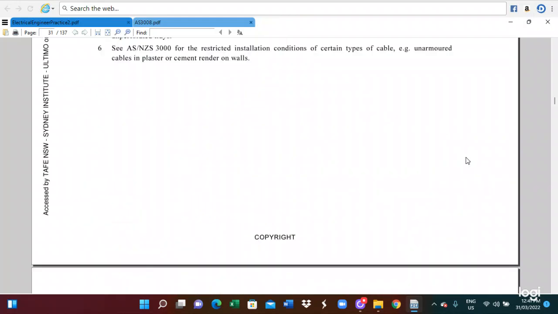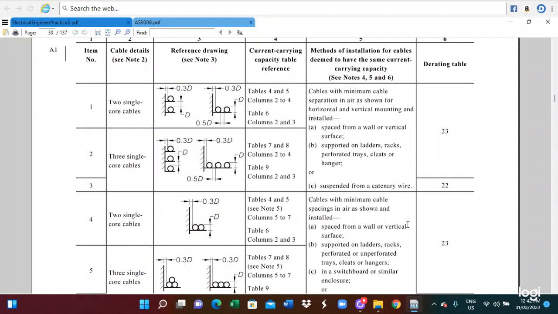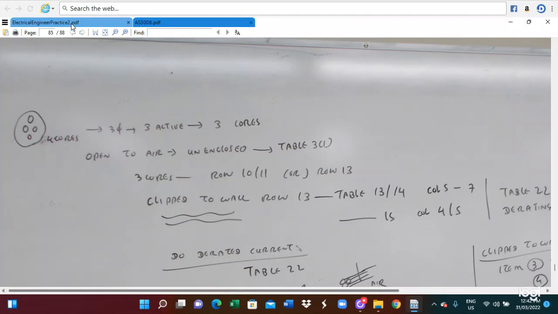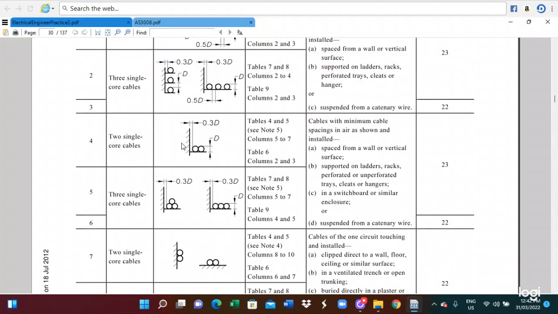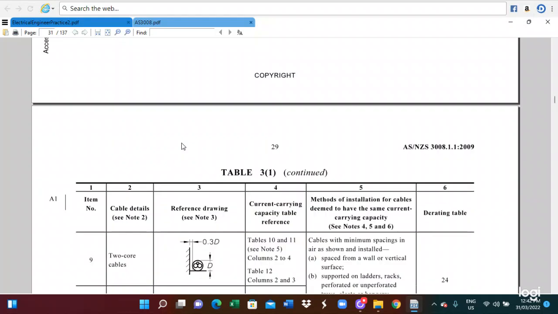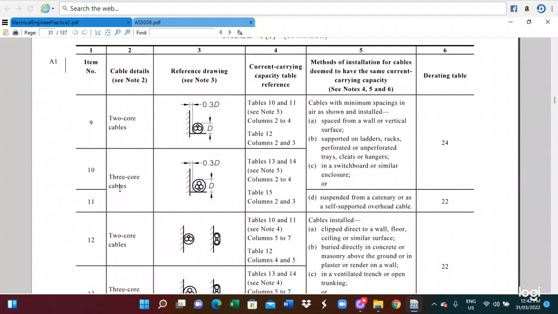Okay, this is table 3/1. Table 3/1 is selected, and 3-core. So 4-core means 3-core plus 1 neutral wire. For the 3-core, which table and which row do you have to select? This is 3 single-core given. Look at here. 3 single-core given. We have to select item 10 or 11. So 10 or 11 you have to select.